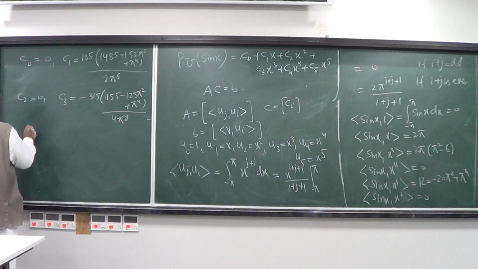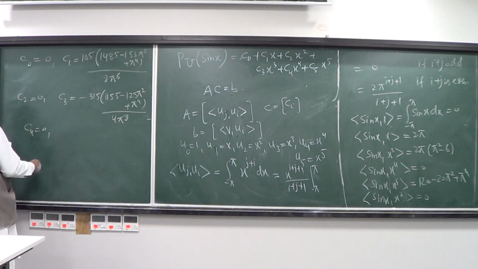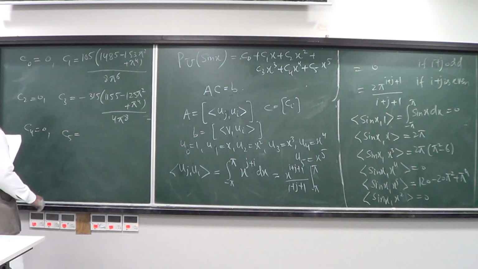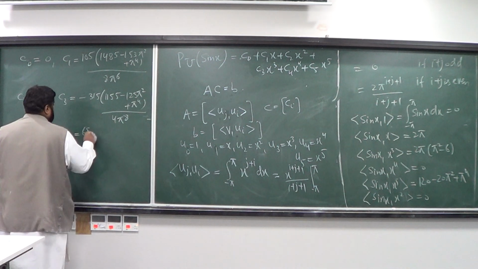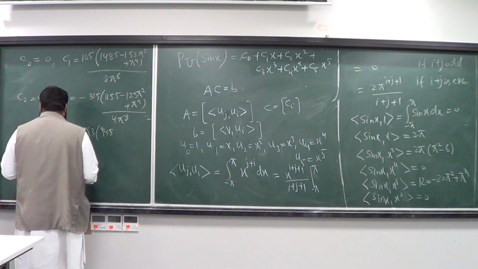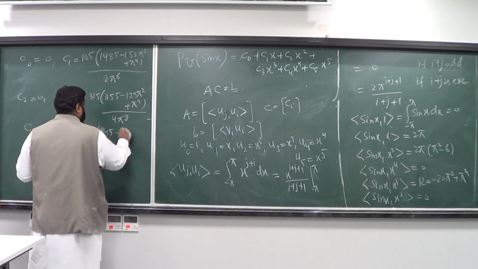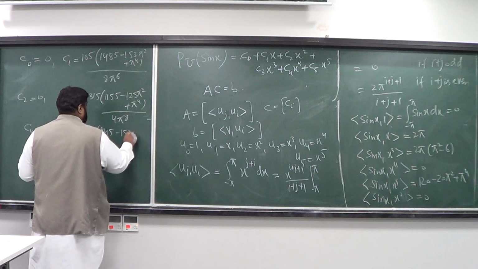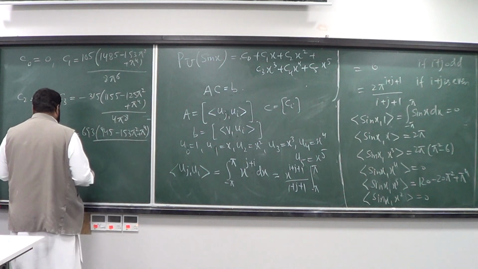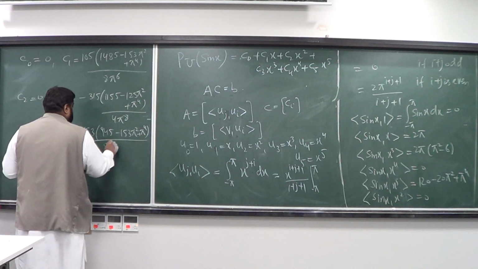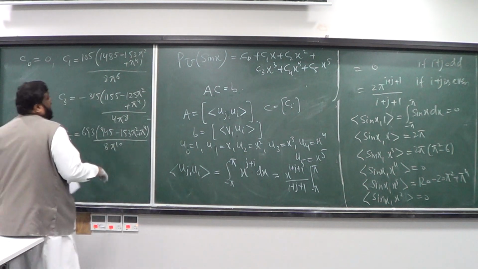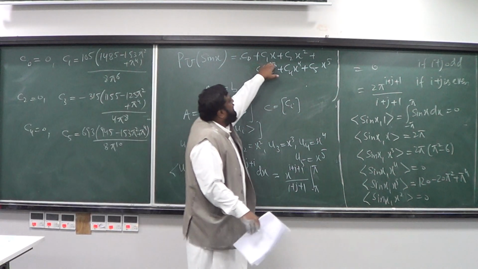Okay, and C4 is obviously going to be 0, and C5 is going to be 693 times 945 minus 153 pi square plus pi power 4 divided by 8 pi power 10. So this is what you're going to get. So take these constants and substitute them here.